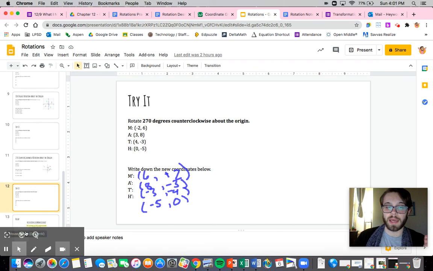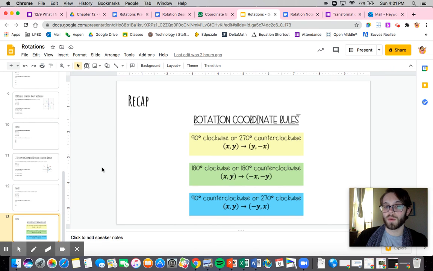So, in recap, when you're doing these, follow these rules. If you are using anything other than the origin as a center of rotation, I'm going to let you use technology to help you, okay? But when in doubt, consult your rules, consult your notes, and you'll do fine, okay? Let me know if you have any questions.